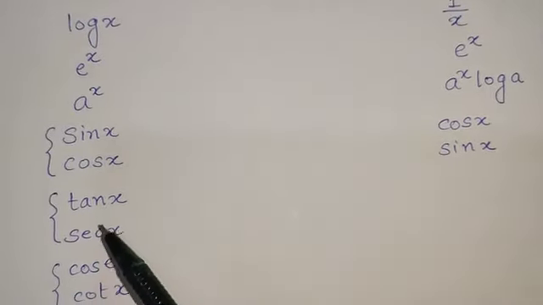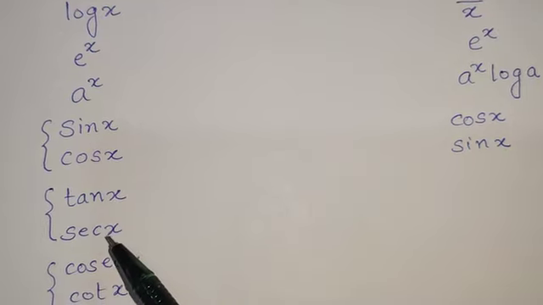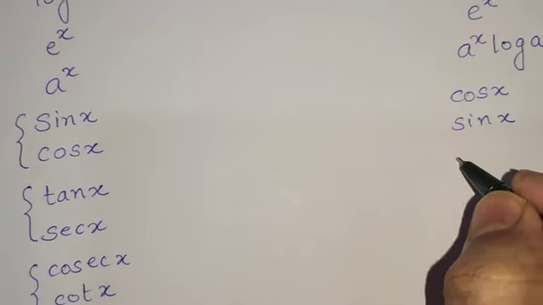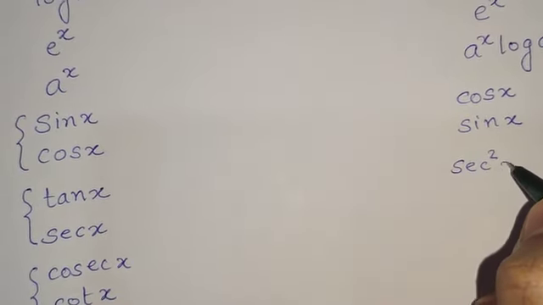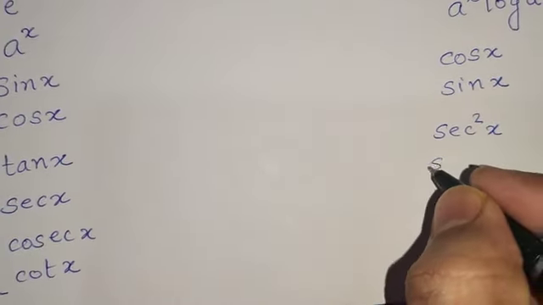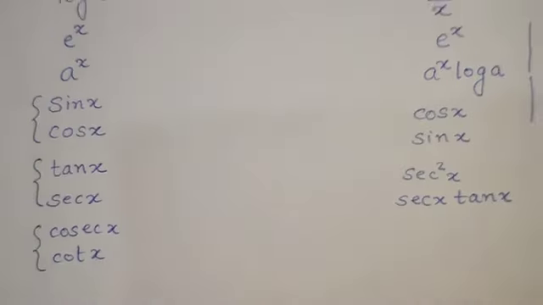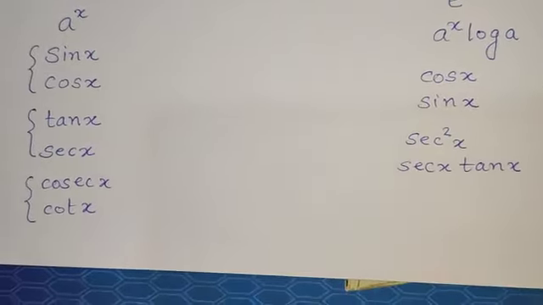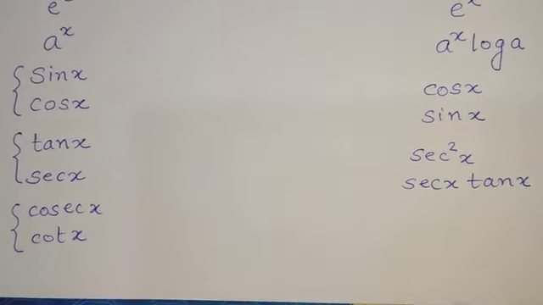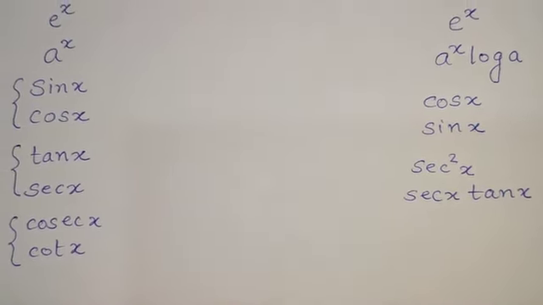Now for the pair tan and sec. In the derivative of tan you will find sec, and in the derivative of sec you will find tan. So the derivative of tan x is sec square x. The derivative of sec x is sec x tan x. Tan x involves sec x, sec x involves tan x. That's why I told you to remember it in pairs.